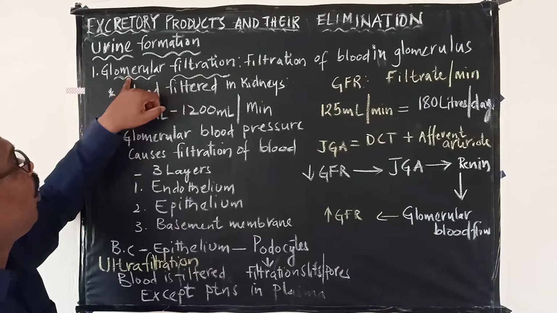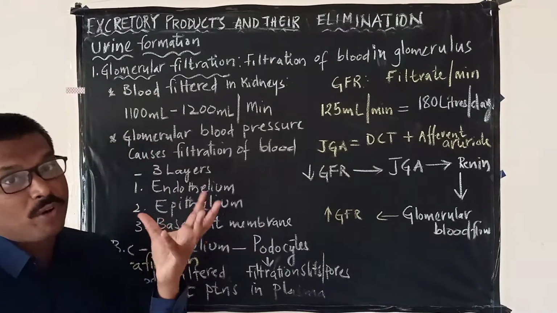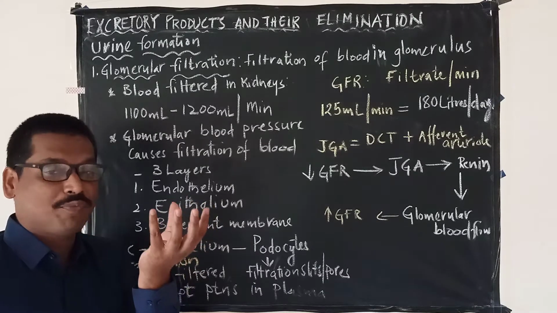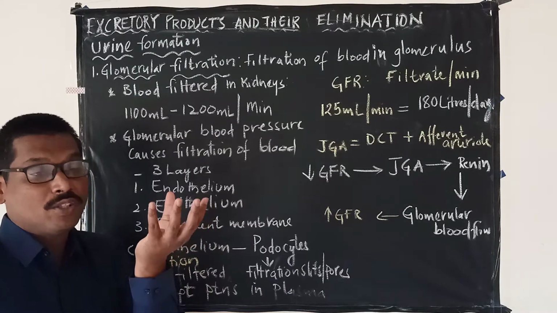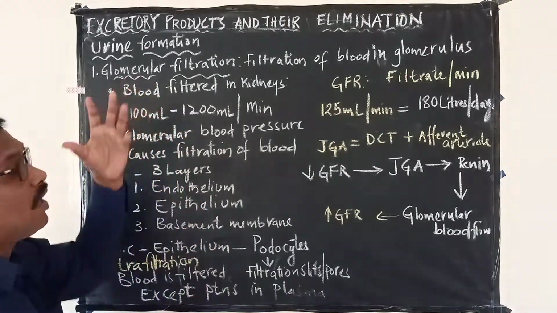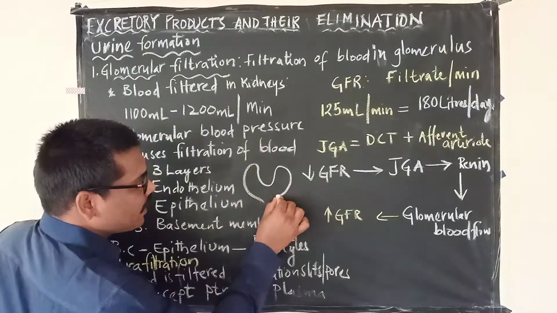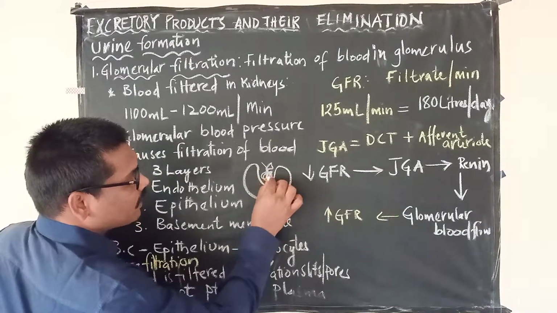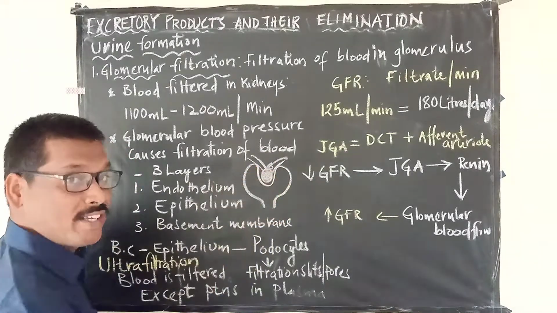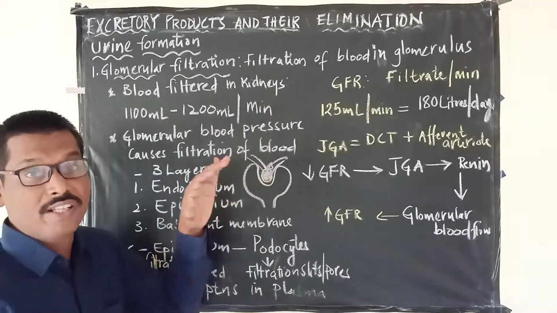The first one is called glomerular filtration. And we know what the glomerulus is, isn't it? It is the blood vessels present in the nephron. The Bowman's capsule is there, and inside the Bowman's capsule there are blood vessels, which we call the glomerulus. Say if this is the nephron, here there are blood vessels, and these are called the glomerulus. So the first step starts with glomerular filtration, which takes place here in the glomerulus.